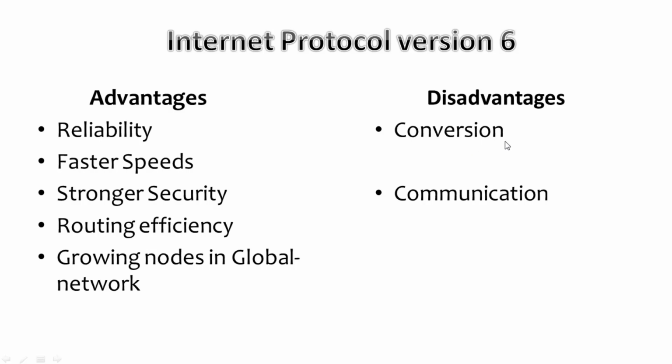Due to the widespread present use of IPv4, it will take a long period to completely convert from IPv4 to IPv6. Then the communication. Since IPv4 and IPv6 machines cannot communicate directly with each other, they need an intermediate device, an intermediate technology, to make their connection possible. This is all about the fundamental explanation of IPv6, and I hope this video is helpful for you.